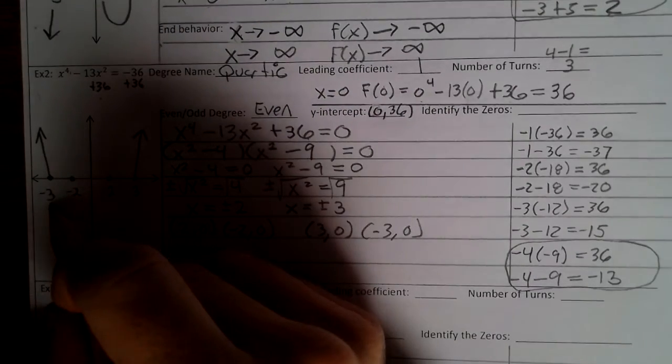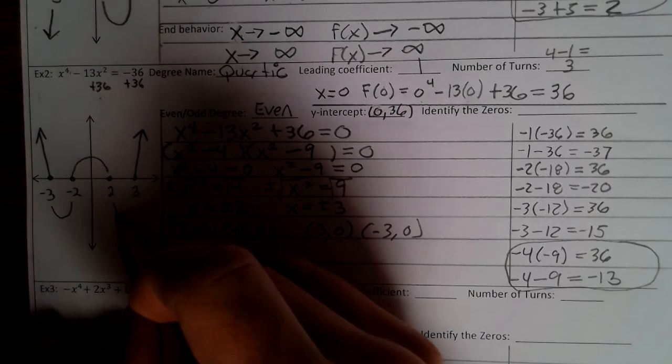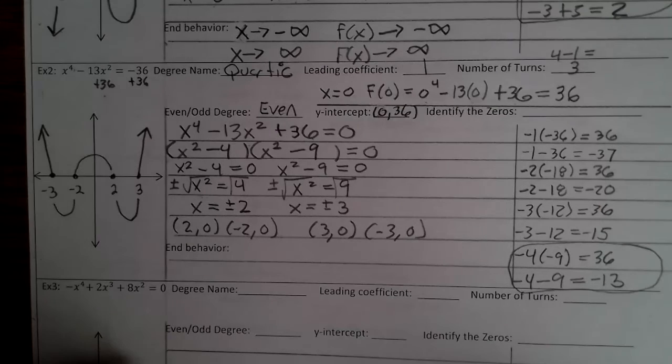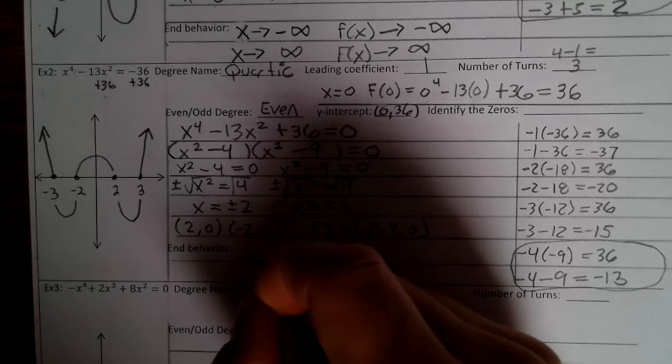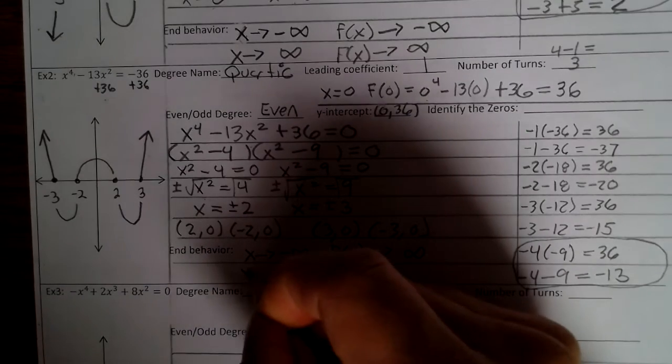Okay, and end behavior. As x approaches negative infinity, we go left. F of x approaches positive infinity. Okay, as x approaches positive infinity, going that way, it goes up. So f of x approaches positive infinity. All right, go ahead and finish up example 2.